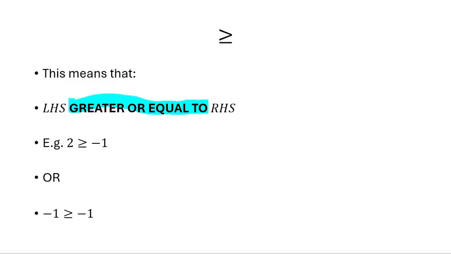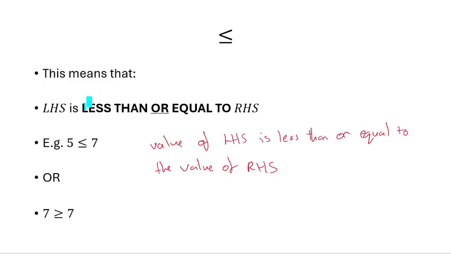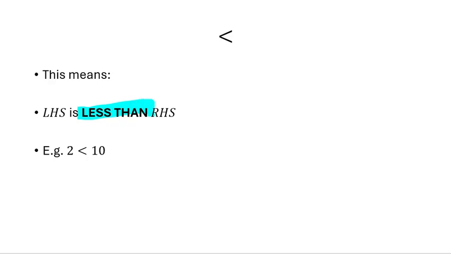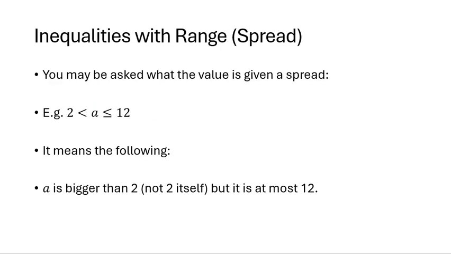So this means the value of the left hand side is greater than or equal to the right hand side. Right here it means less than or equal to. This one just means less than. Okay. Now, inequalities with range or spread.